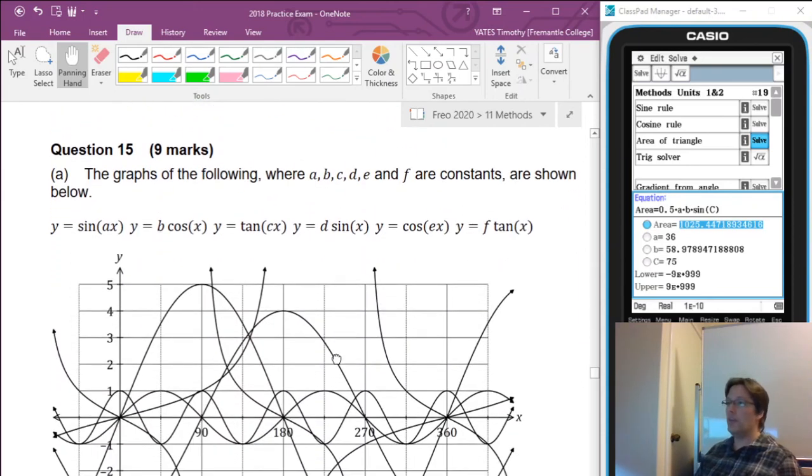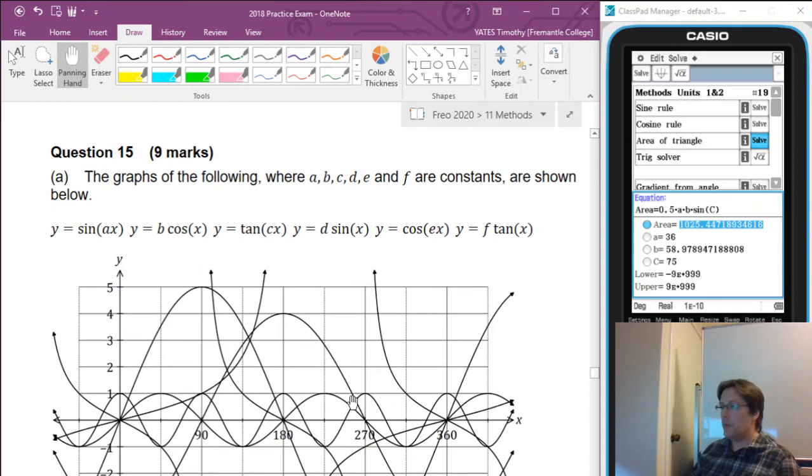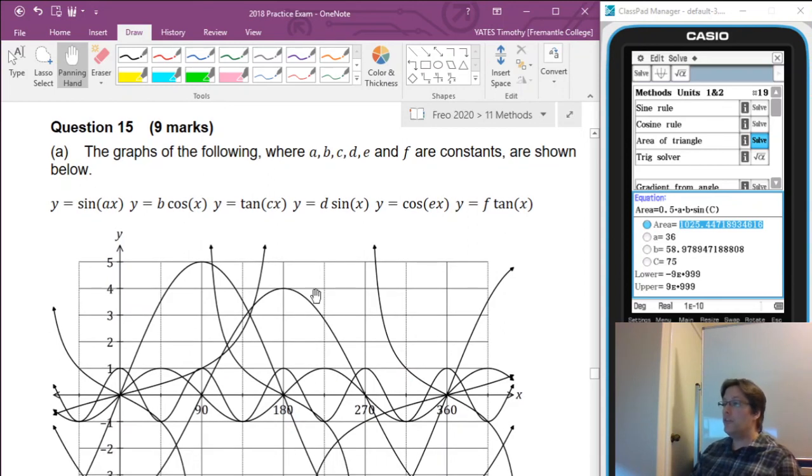Okay, so this is the last one I'm going to be doing. Now I remember doing this one in class. It looks confusing, but it's easier than you think. So let's just look at it one by one. Sine of AX. This is going to be a sine wave, which means it starts at 0. And it's going to have a maximum amplitude of 1 because it's not being multiplied by anything. So there's only one graph that fits this one here.